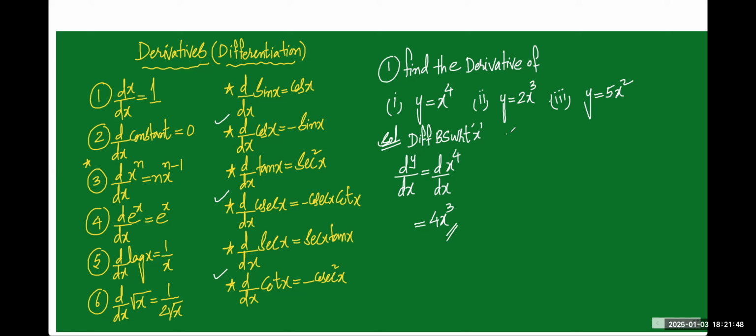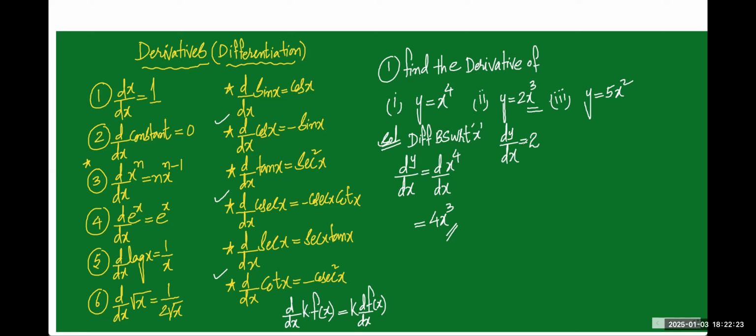Similarly, if I want to find out the derivative for this one, let me do it directly. dy by dx is equal to, see, 2 is an ordinary constant. The rule number 1 is, if you want to find the derivative of a function like k into f of x, where f of x is a function, according to the derivative rule we can pull k outside and find the derivative of the function f of x. Here our f of x is x cube, so we take the constant outside and find the derivative of x cube.